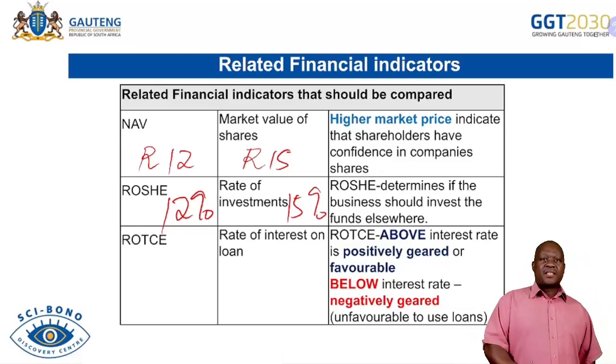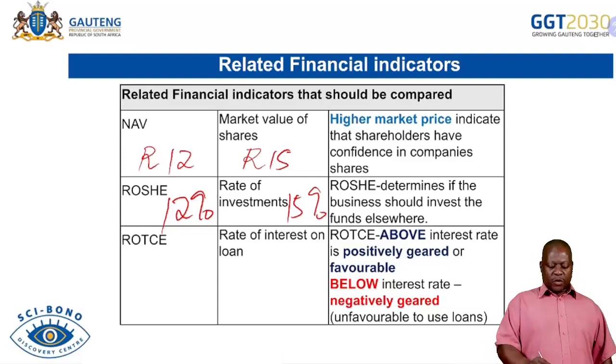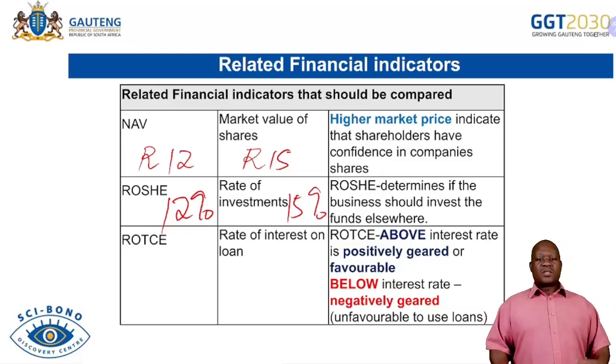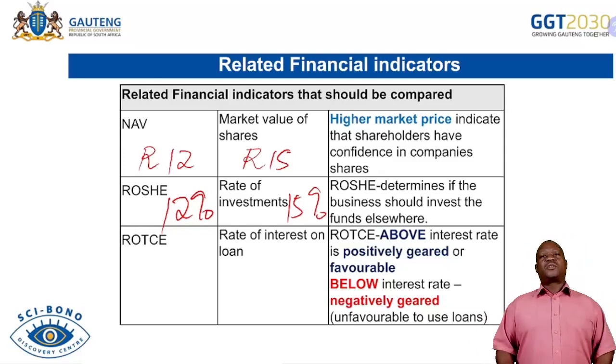But the minute we have the ROCE being less than the interest rate, then it means we are in trouble. It means we are working to pay off interest. The interest is now eating up our profits. It means the cost of borrowing is now suffocating our business and we are not doing much for ourselves. Please take note.